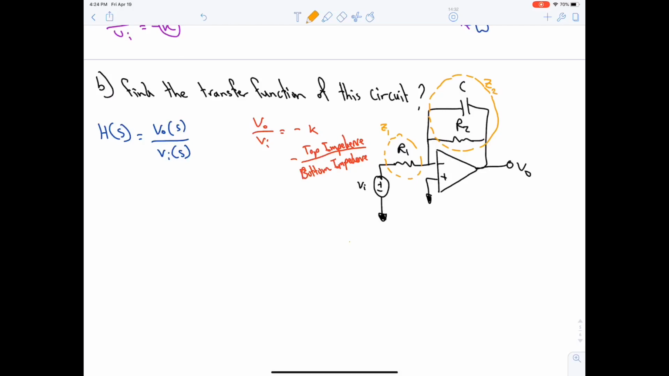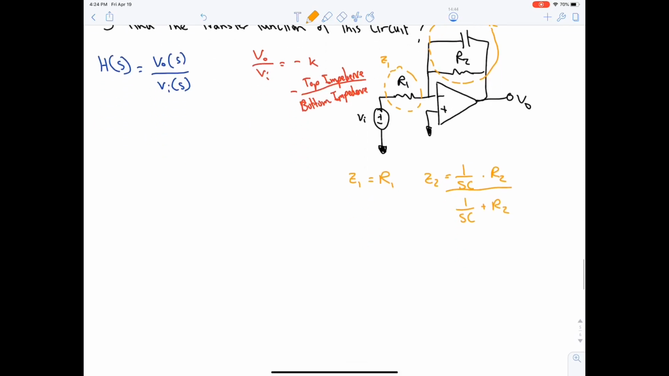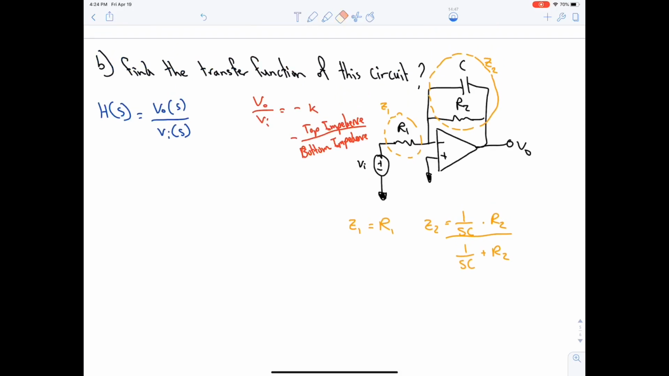Okay, Z1 is equal to R1, whereas Z2 is equal to 1 over SC multiplied by R2 over their sum, because they are in parallel. Okay, now what is the transfer function? The transfer function is minus the top impedance divided by the bottom impedance. This is the transfer function.